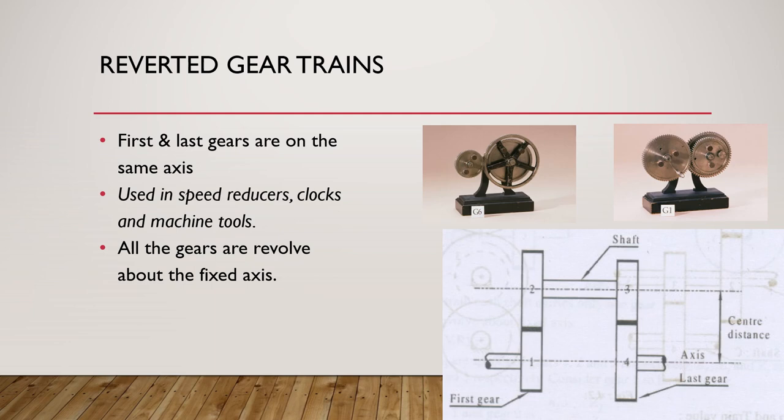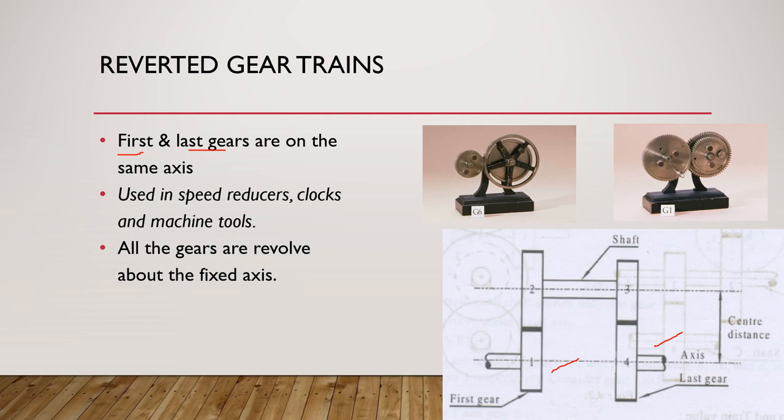But here, added to that, if you place the first and last gear in the same axis, you can see in this diagram, there is gear 1 and gear 4. They are in the same axis. So if you arrange the first and last gear in this manner, it will be called a reverted gear train. So you can see the other gears 2 and 3 can be in any axis. There is no rule for them. But the first and last gear should be in the same axis. This is called a reverted gear train.